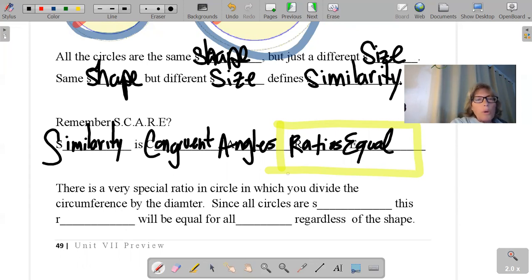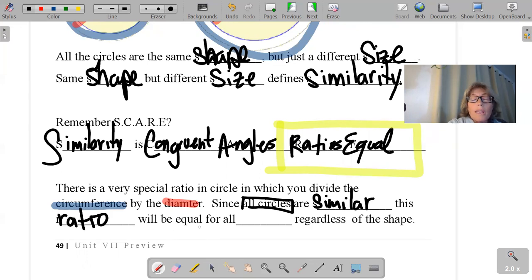There's a very special ratio in which you divide the circumference by the diameter. And since all circles, box this, are similar, this ratio will be equal for all circles, regardless of their size.